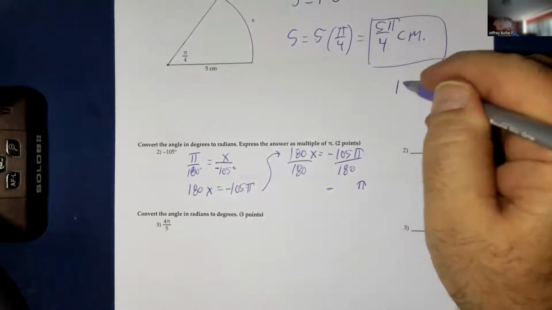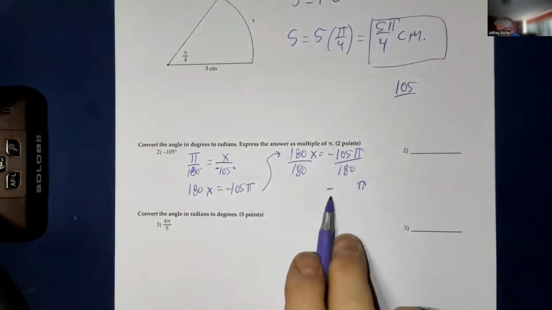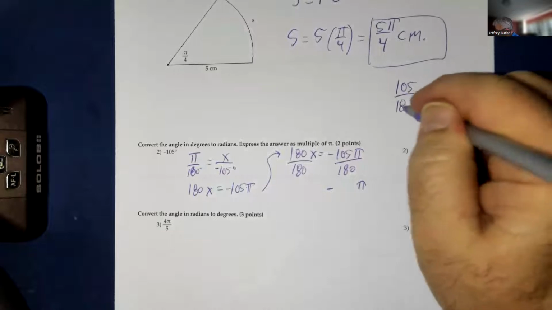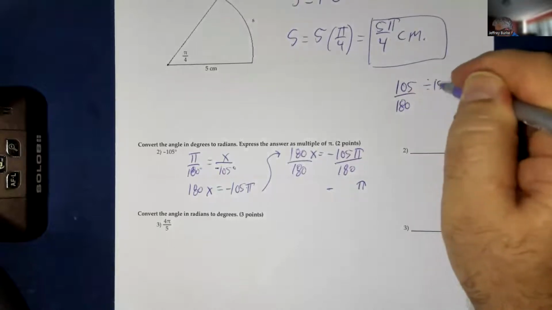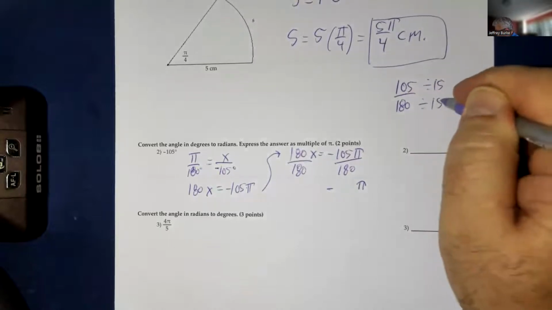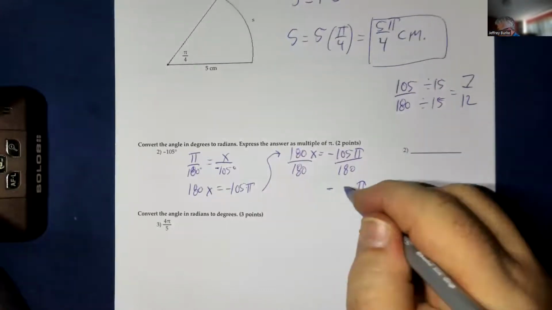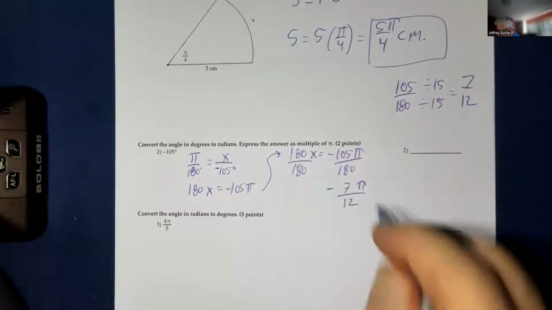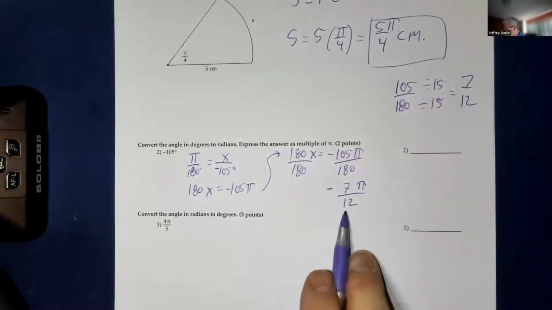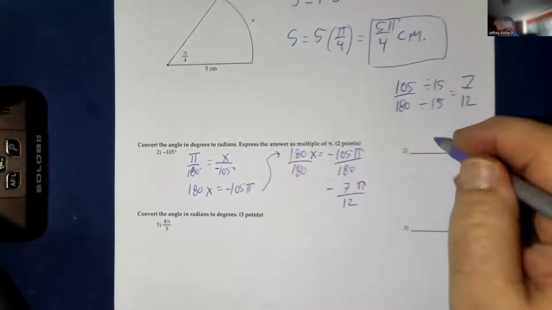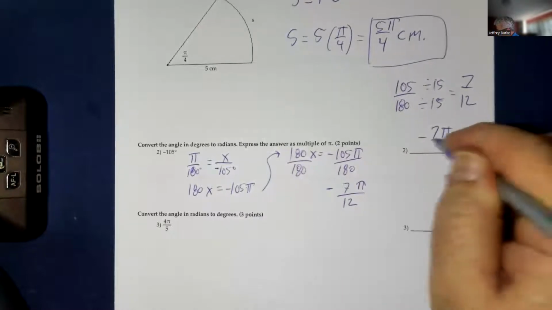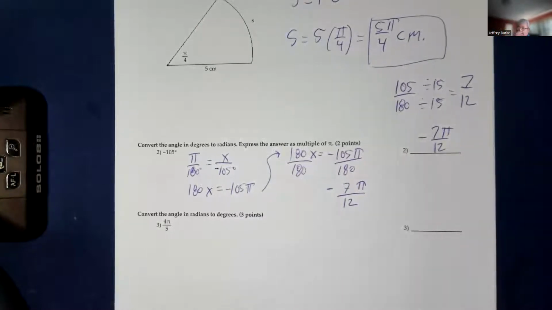If I take 105, ignoring the negatives, since I'm accounting for it here, in 180, and I divide both of these by 15, I'm going to get a result of 7 over 12. So this is going to be negative 7 over 12. So I'm going to have negative 7 pi over 12 in radians. So that's going to be negative 7 pi over 12 radians. And I hope everyone sees how that is done.